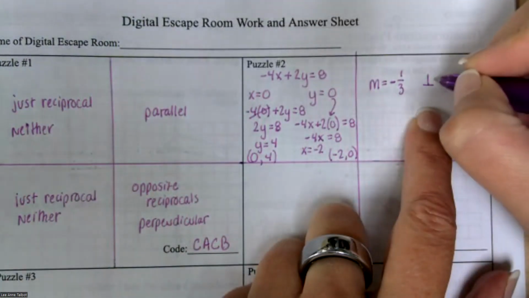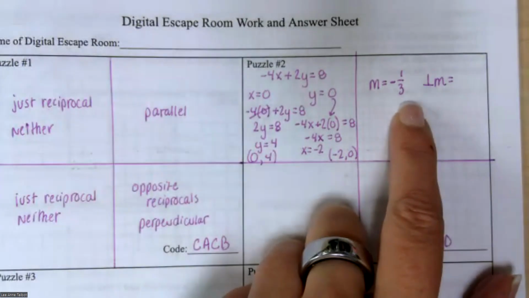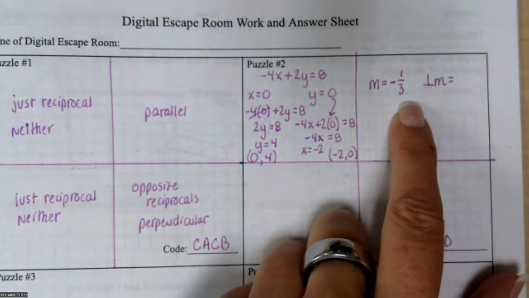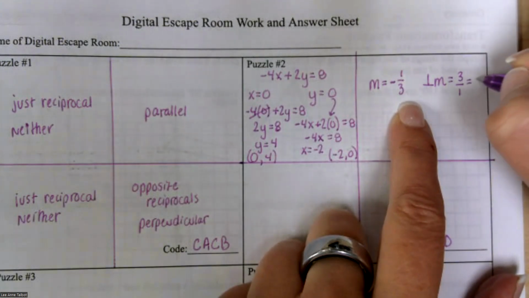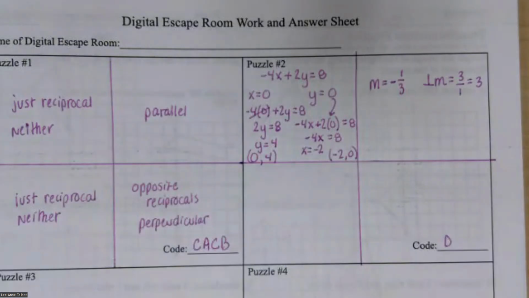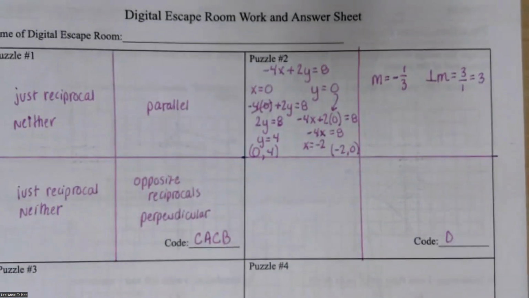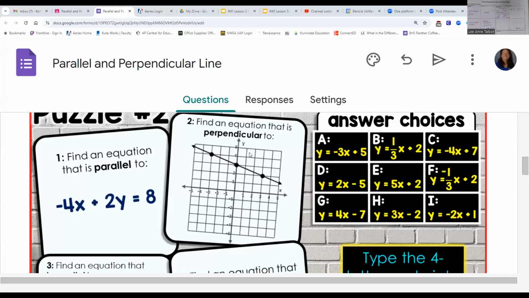What would the perpendicular slope to that be? Positive 3/1, which is 3. Beautiful. Flip, switch the sign. Okay, can you guys find me an answer choice? Are we getting it? Is it happening?